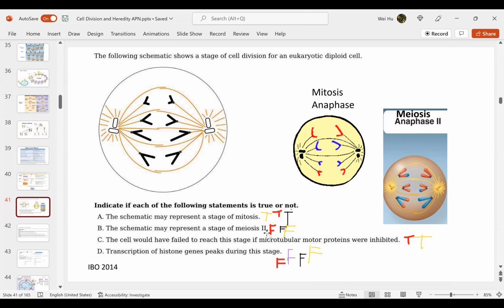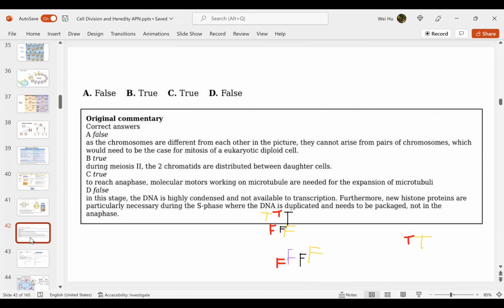Okay, let's check. Let's check. Okay, so look at the picture. Okay, well, so force, choose force. What do you think? Do you know why? The answer is FTTF.